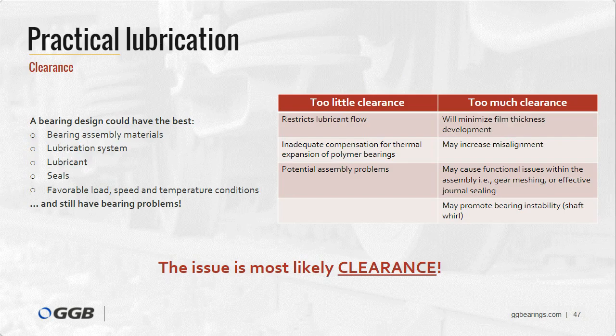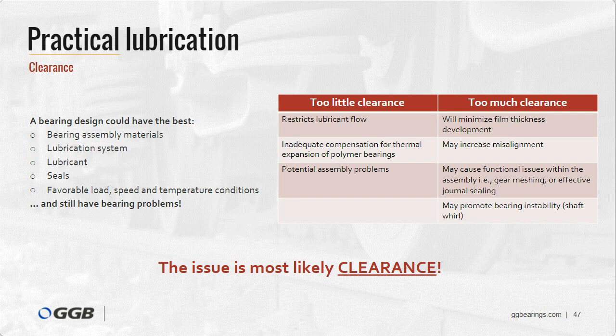Bearing to journal clearance plays a critical role in journal bearing performance. Having too little clearance is a major issue, but having too much clearance can cause issues of its own. Too little clearance restricts lubricant flow, which will impede fluid film formation. And as we've seen in the previous section of the webinar, not having a robust fluid film when one is needed is a huge concern.